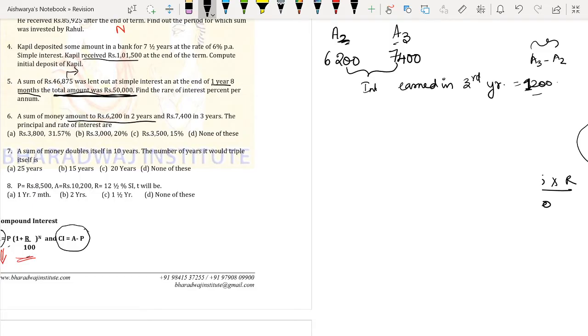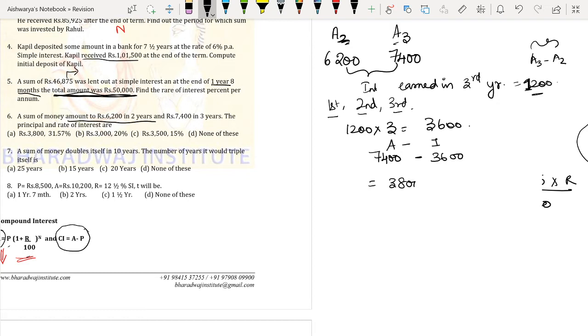Now that you know the interest earned in the third year is 1,200, you know that the interest earned in the first year and second year is also the same, because that is the concept of simple interest. Every year the interest earned will be the same. So all 3 years put together is 1,200 into 3, which is 3,600. This is the interest for the 3 years. Now your principal will be amount minus interest. So 7,400 minus 3,600. Check with your calculator. It is 3,800.